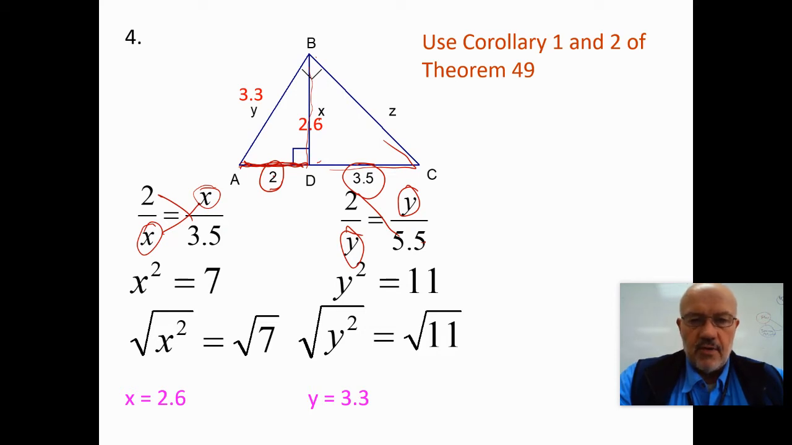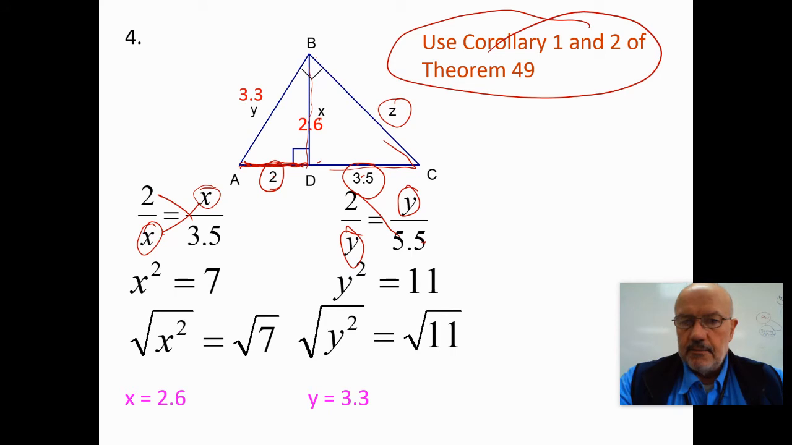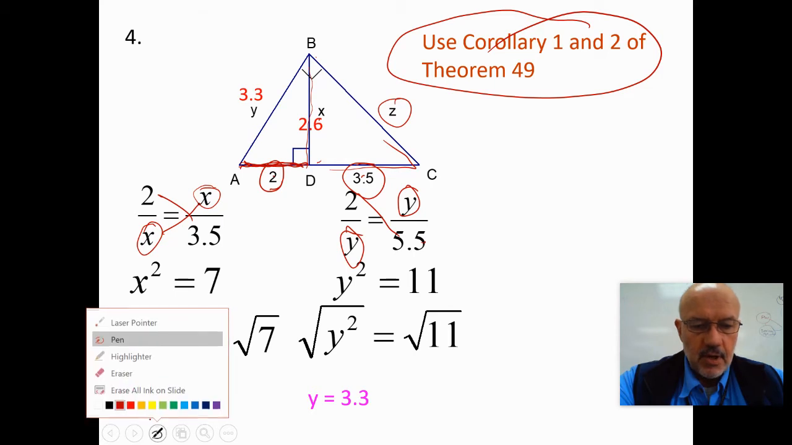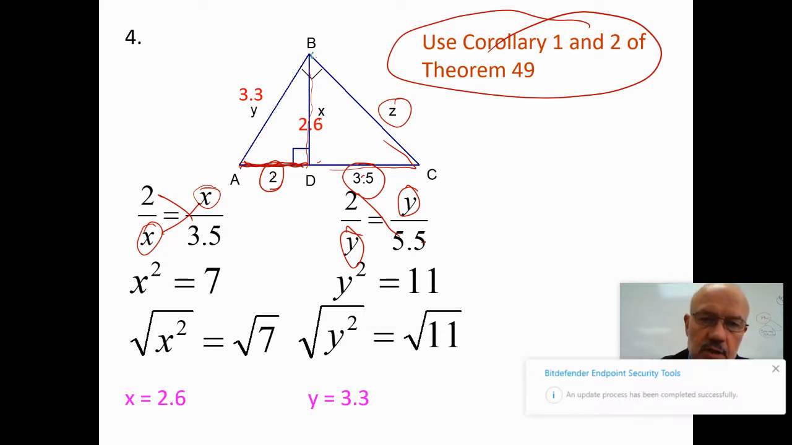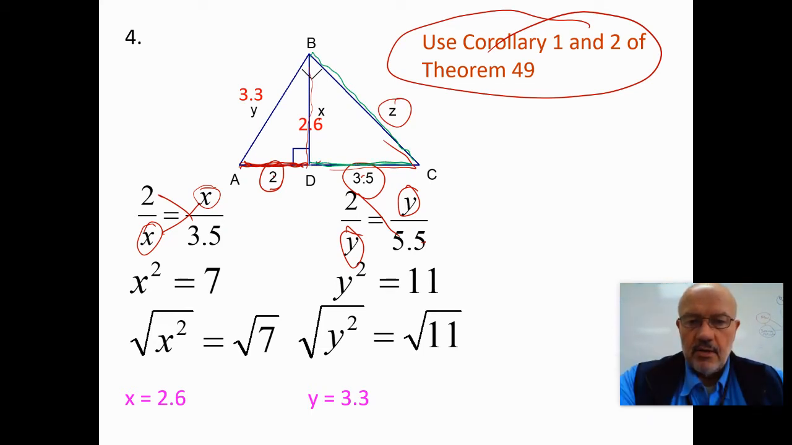Now, one thing you're going to find as we go through this packet is that you're going to get to a point where you're going to have all kinds of different tools you could use. We're going to find z next, and some of you are going to say, oh, to find z, I can use Pythagorean theorem. I got 3.5 and 2.6. Yes, you can. But as I said, since we're trying to demonstrate corollary 1 and 2 of theorem 49, we're going to do something different. Let's change colors here. All right. So I'm going to use the same thing I just used. So this is the leg of the hypotenuse of the big right triangle. This is its shadow on the hypotenuse from the end of the side here to the altitude.